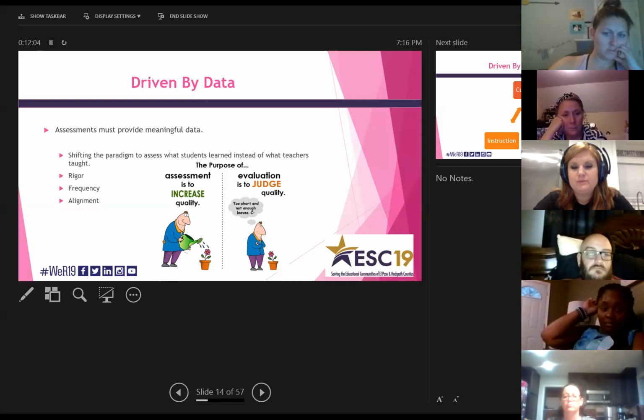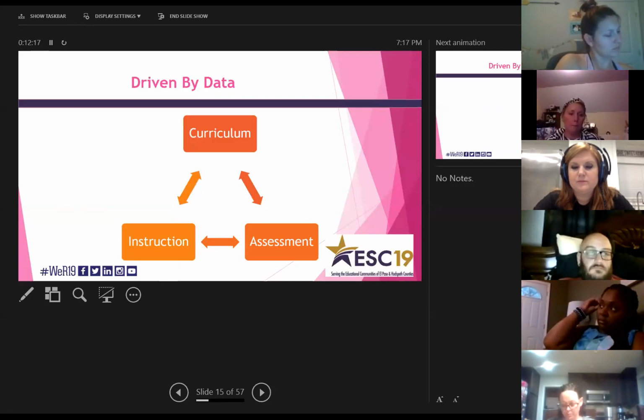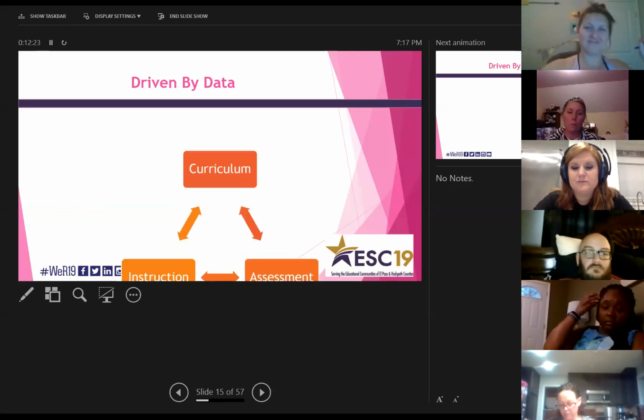So, the purpose of assessment is to increase quality. The purpose of evaluation is to judge quality. So it's kind of like what we talked about last time, the difference between assessing and grading. So I talk all the time about the triad. Here it is in a little graphic. So, instead of my little finger symbols that I showed y'all, this is what it looks like.